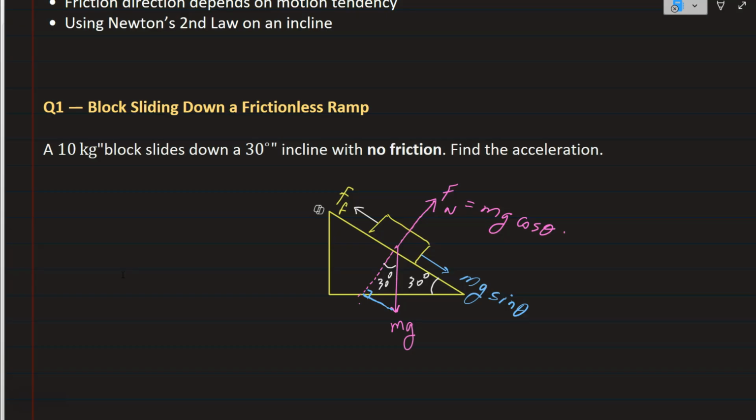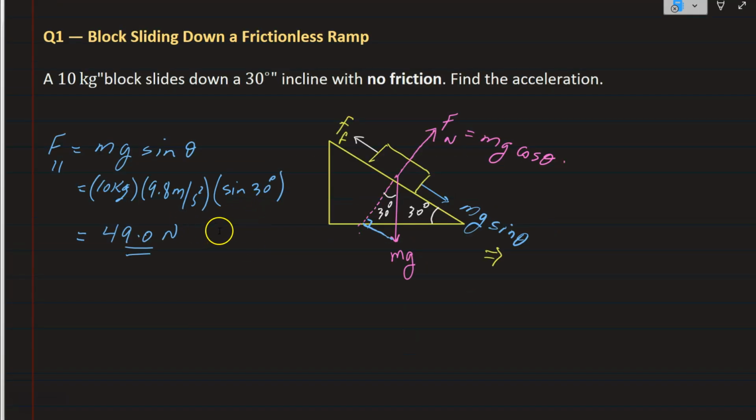So remember that the blue mg sine theta right here is your parallel force to the plane, and the perpendicular force to the plane, which is Fn, well, that's the same thing. And then we're just going to put the numbers in and we're going to calculate. Okay, so here it is, when you plug in the values, you get 49.0 newtons, and that is F parallel. Now, it says that it has no friction. That means Ff is 0. So we have no friction.